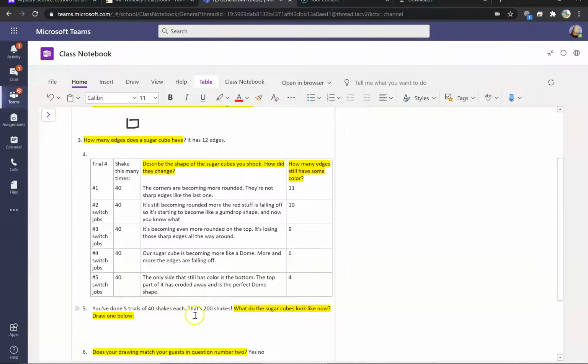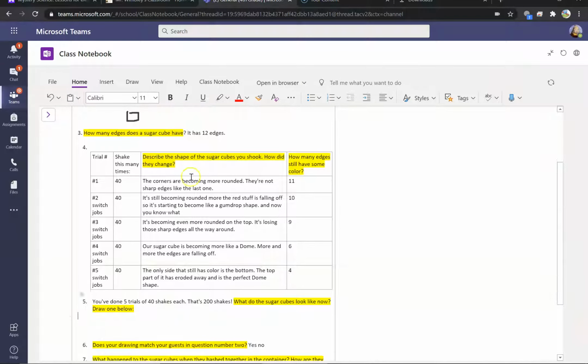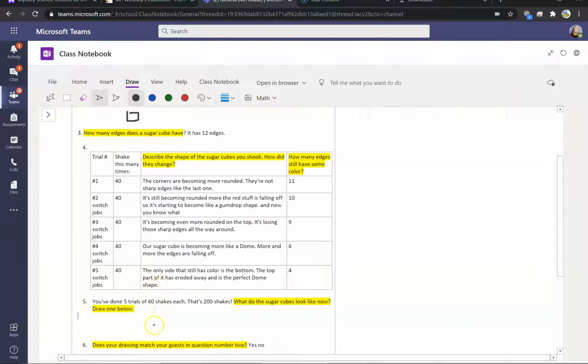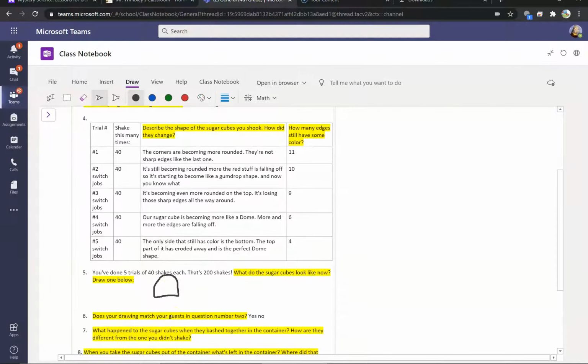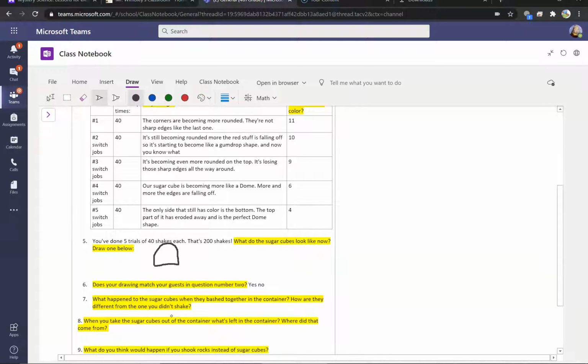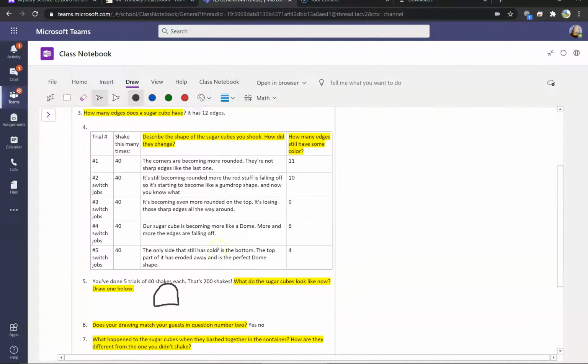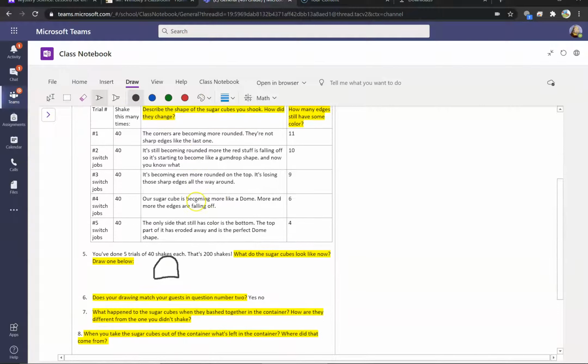So now, what do we have here? It says draw what it looks like for our next one. So we're going to draw. So that's our cube shape. The edges got completely taken away. Now, does your drawing match our guess? No. Remember, I thought it was going to get smaller, not rounder. So I'm going to put no. I can highlight it, circle it, whatever I would like.